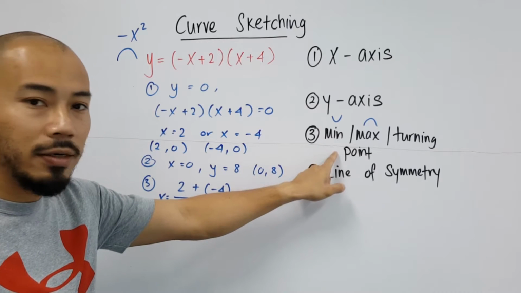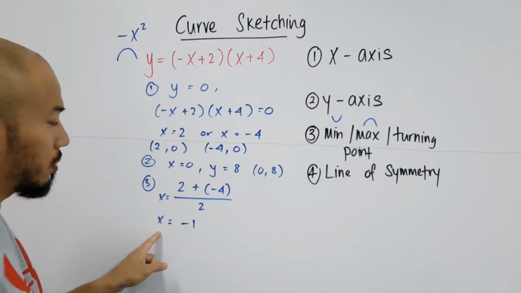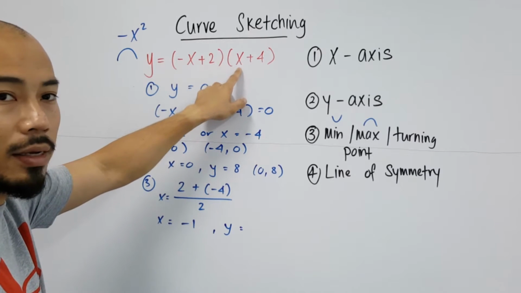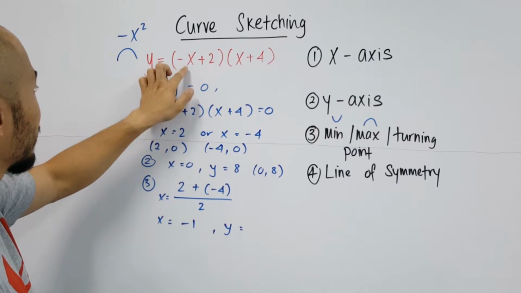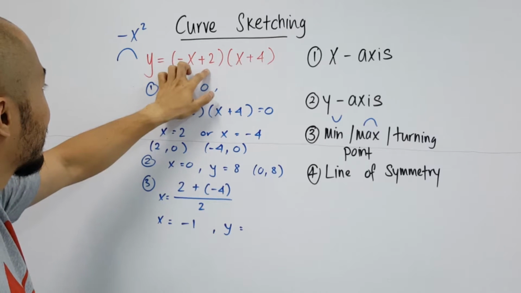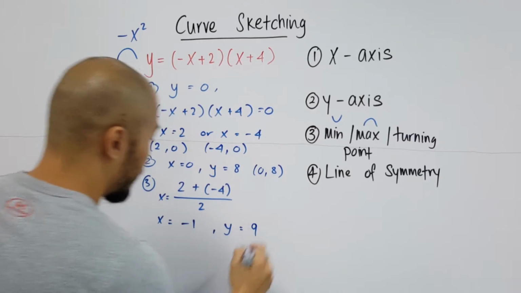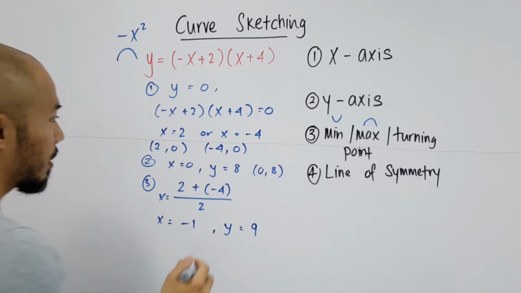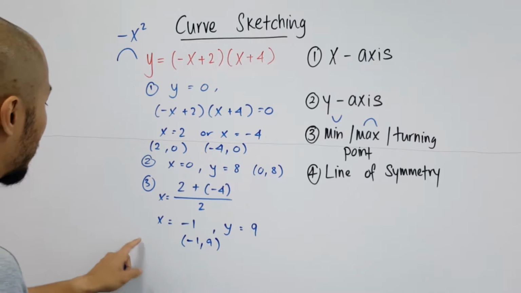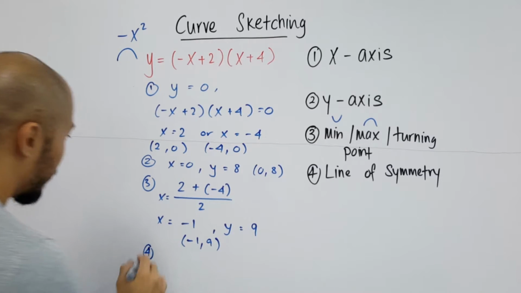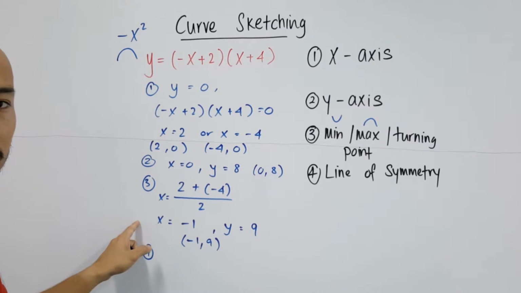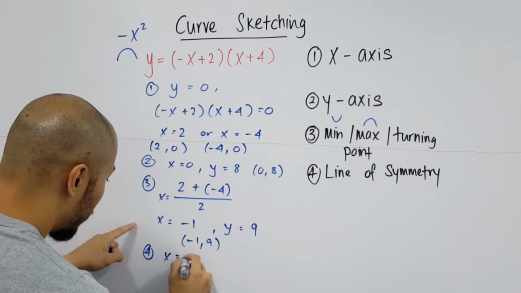Since this is a point, we need to know the corresponding y value. So we put negative 1 in here, okay, to find the corresponding y value. So when x is minus 1, minus 1 plus 2 is 1, and minus 1 plus 4 is 3, so 3 times 3 equals 9. Okay, so this is our maximum point: (minus 1, 9). As for the line of symmetry, number 4, we just take the value of x in your maximum point, which is x equals negative 1.